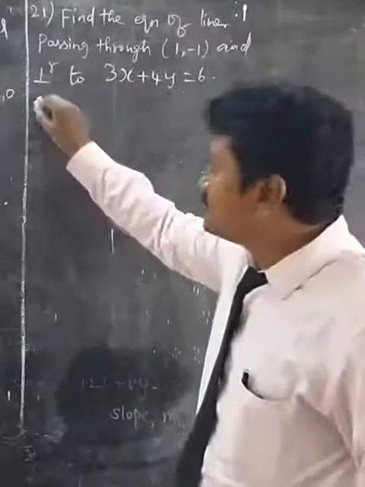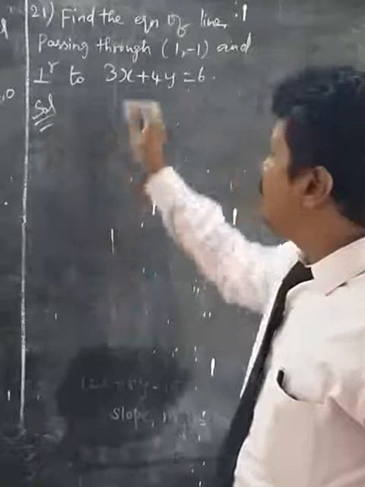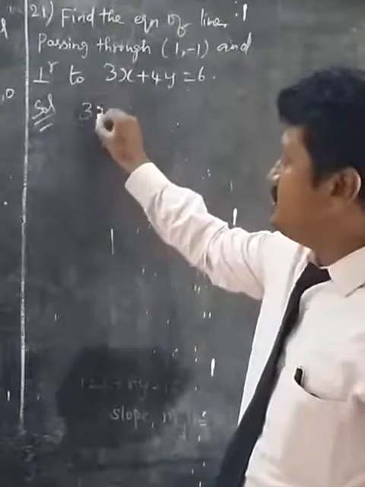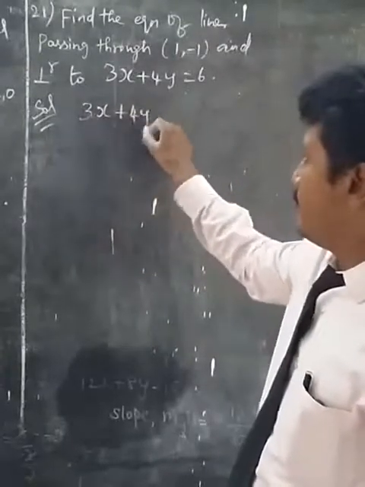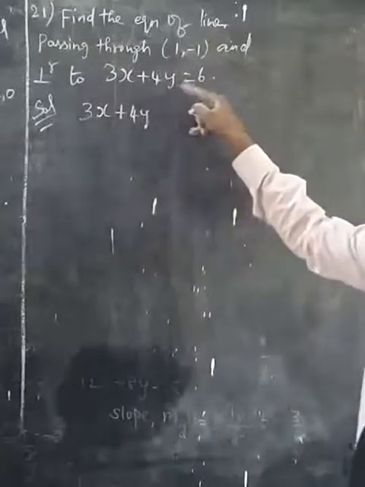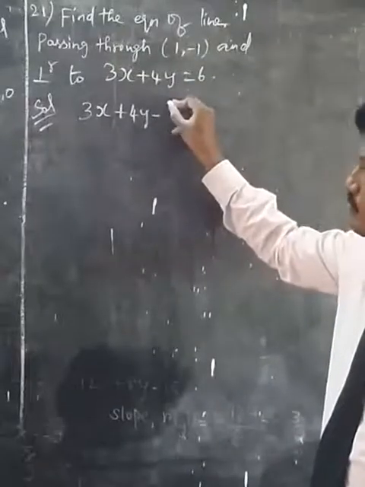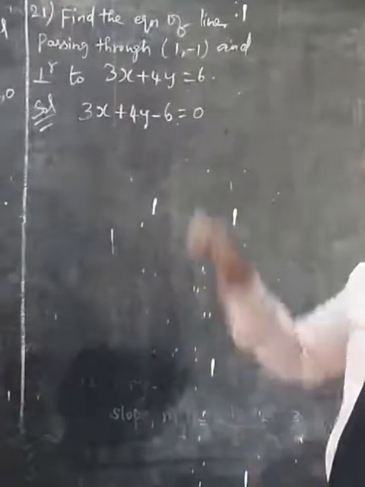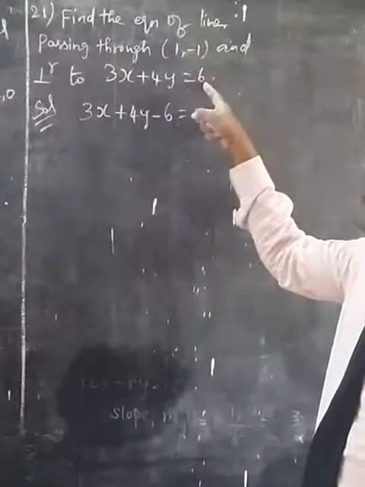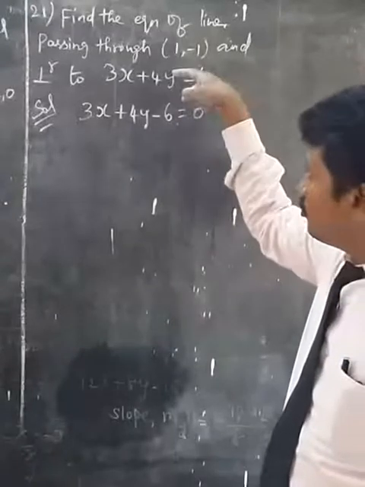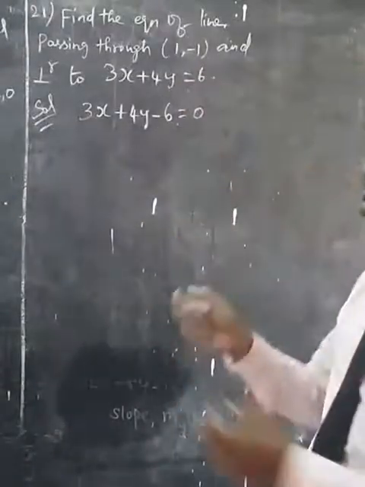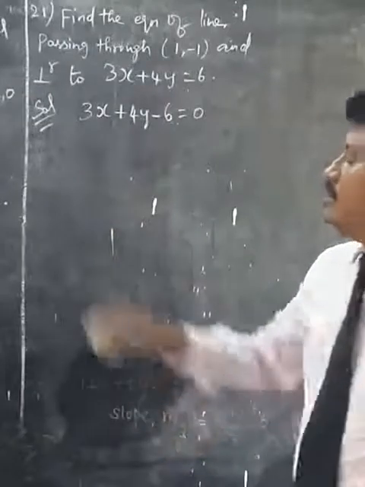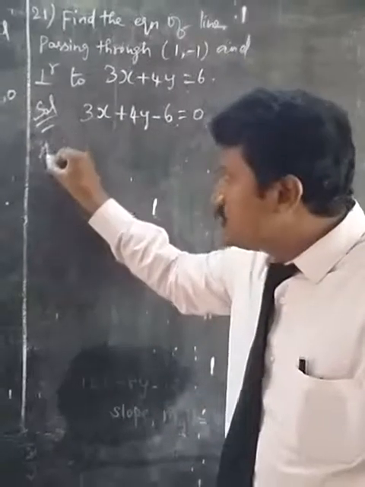So how to start this sum? First I am going to write the given equation 3x + 4y. I am going to bring the constant to the left side and put equal to 0. Just a simple alternate arrangement we are doing here. Plus 6 is brought to the other side and becomes minus 6. So this is the given equation. Now the 10th standard concept I am going to apply.